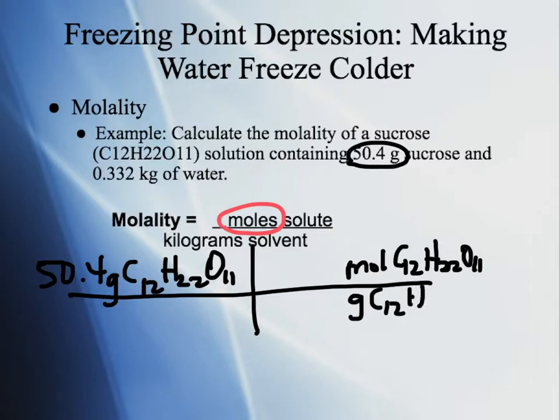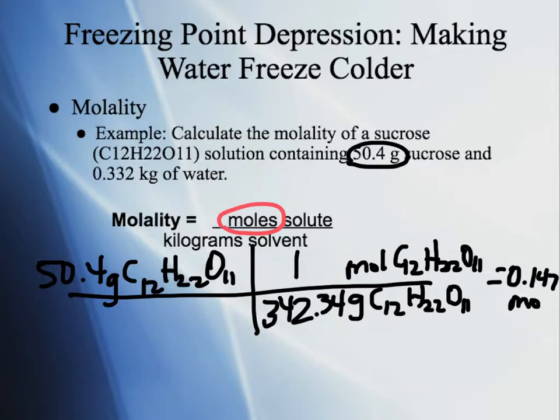And what we've got to do is look on our periodic table to figure out the molar mass of sucrose, and that is 342.34 grams in 1 mole. So what we're going to have is 50.4 divided by 342.34, which is 0.147 moles.